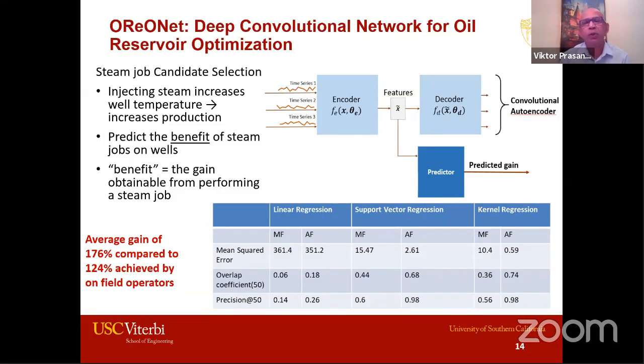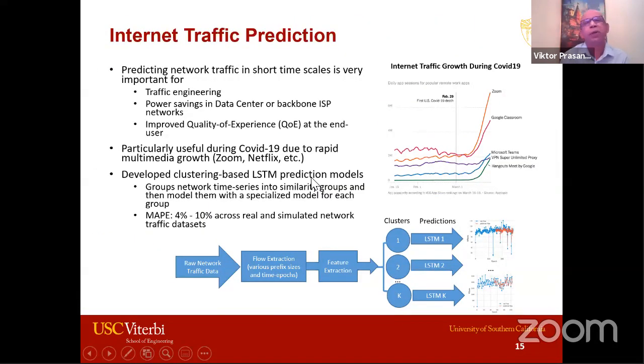We also solve this problem by using a deep learning model. I'm just showing some examples here. We learn the intrinsic features of the model and use those features to go through a predictor here to understand which wells to inject steam into, and what the potential impact of that is. We were able to get significantly improved performance compared to state-of-the-art techniques by using this kind of machine learning to understand the intrinsic features and use those features as part of the prediction.